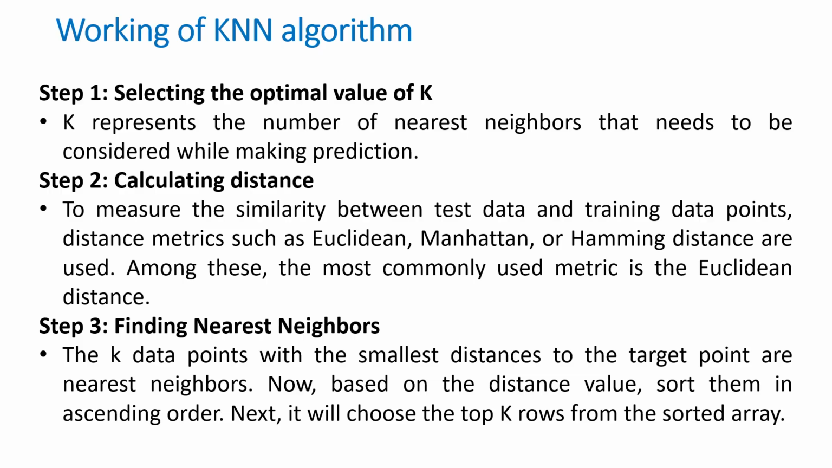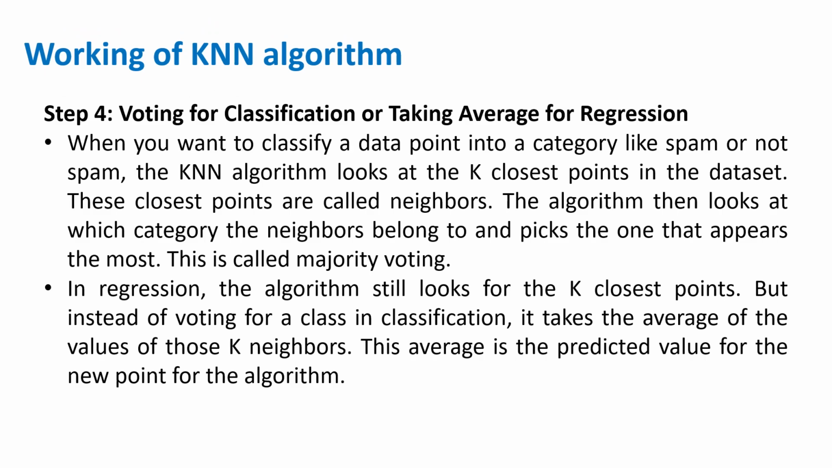Next, the working of KNN algorithm. So we have to select the optimal value for k. Then we need to find out the distance by using the distance metrics such as Euclidean, Manhattan, or Hamming distance, etc. Then finding the nearest neighbor. Then with the neighbors, we are going to take a voting for classification and taking the average for regression.